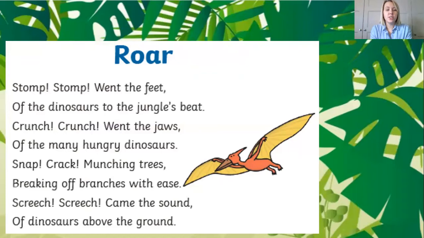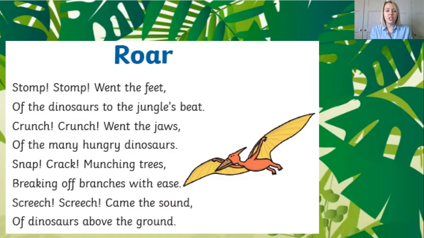So Raw. Stomp, stomp went the feet of the dinosaurs to the jungle beat. So our rhyming words there are feet and beat. Crunch, crunch went the jaws of the many hungry dinosaurs. Jaws, and this one's a bit trickier, dinosaurs. Have a look at those two words. So there's jaws at the end there with our or sound here, but our or sound at the middle of dinosaurs is very different.